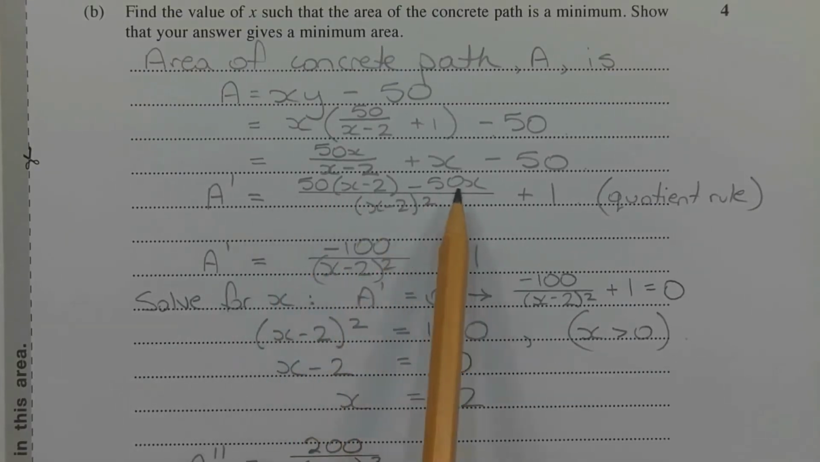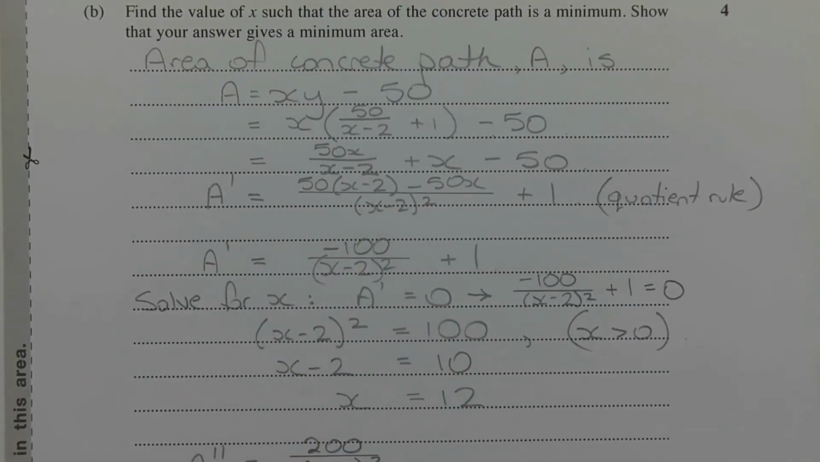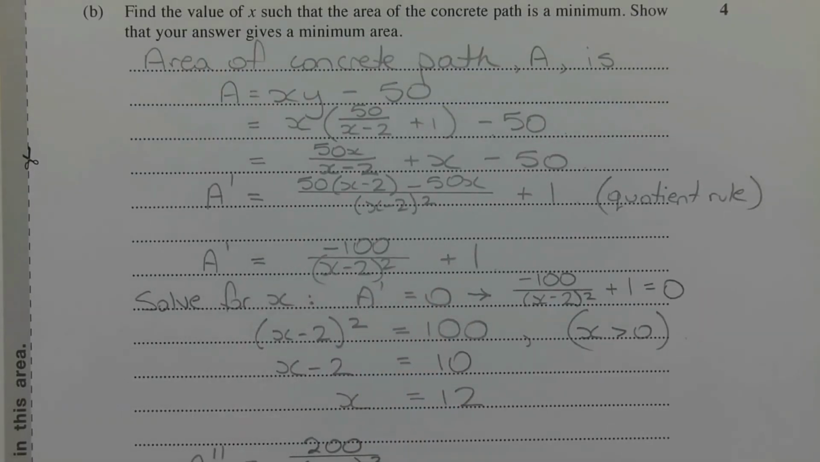Expanding the brackets in the numerator and collecting like terms, we get A dash is equal to negative 100 over (x minus 2) in brackets squared, plus 1. The question is asking us to find the value of x such that the area of the concrete path is minimized. And that's a value of x that corresponds to a stationary point. We'll obviously need to show that that stationary point is a minimum, and we'll do that later on.